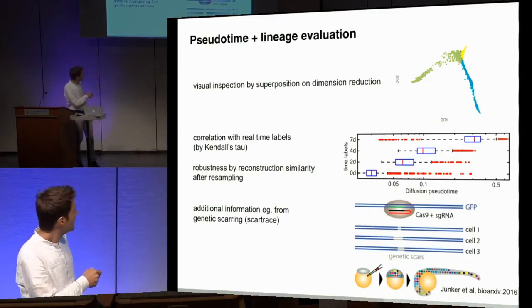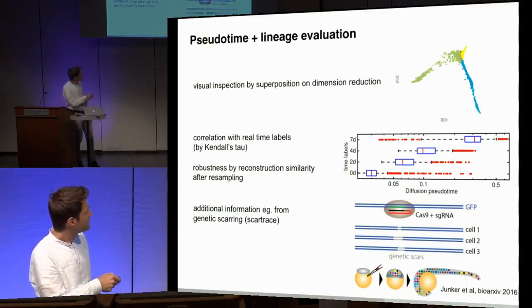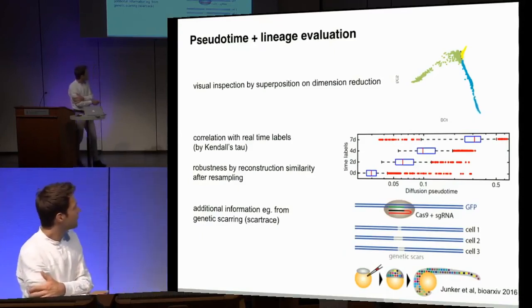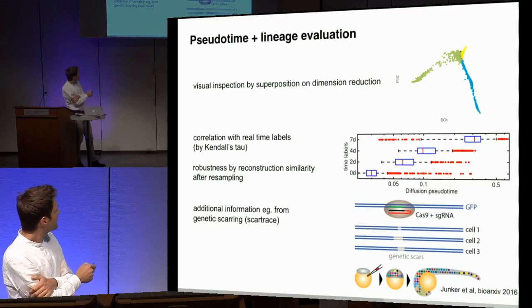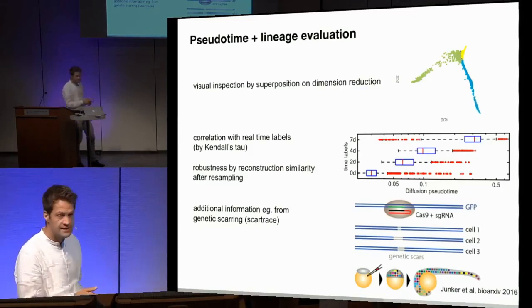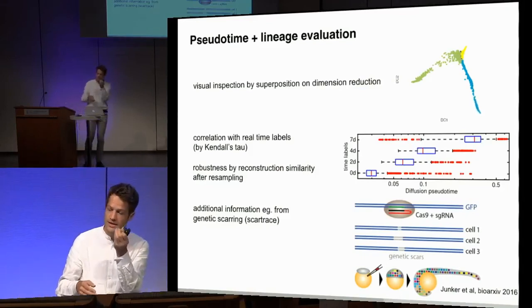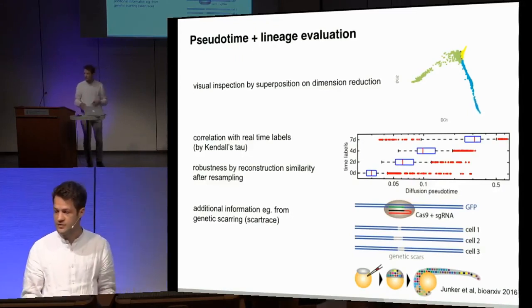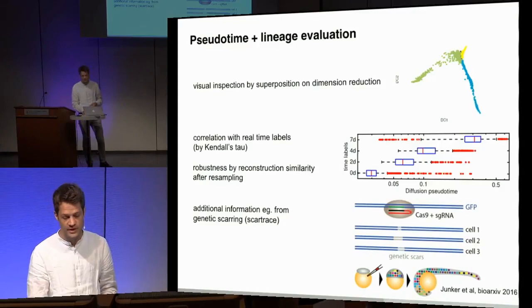We could also take real genetic information. For example, here is a method by Jan-Philipp Junker, at the time from Alexander van Oudenaarden's lab, which he called scar trace, where they have genetic scars, and you can actually learn about cells that are downstream from others, and if you can combine this with transcriptomics, you want them to also be on the downstream side.